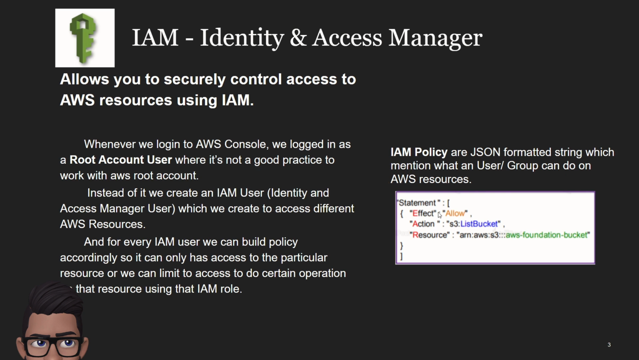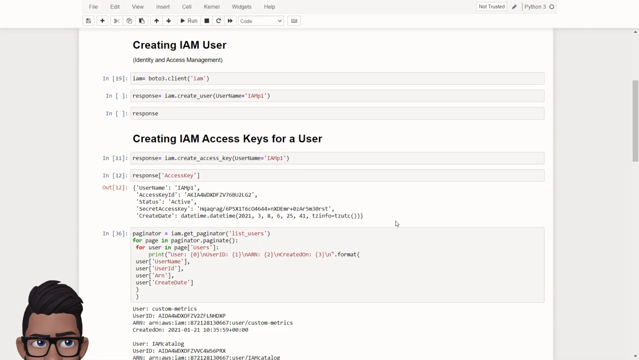Like here, I have one user and I have given this policy in a JSON formatted string that he is allowed to list all types of buckets. So I have a script for this. Let me go through the script.